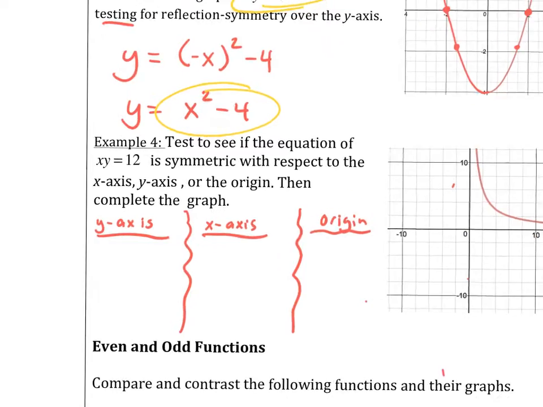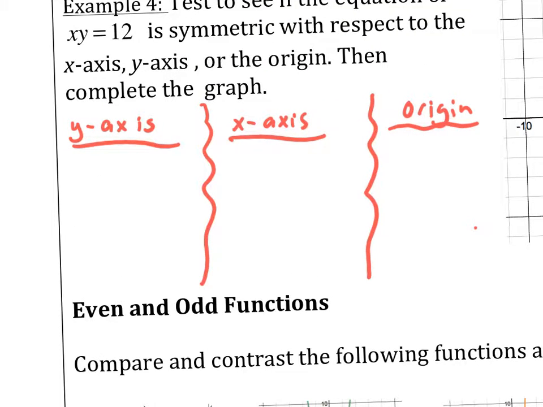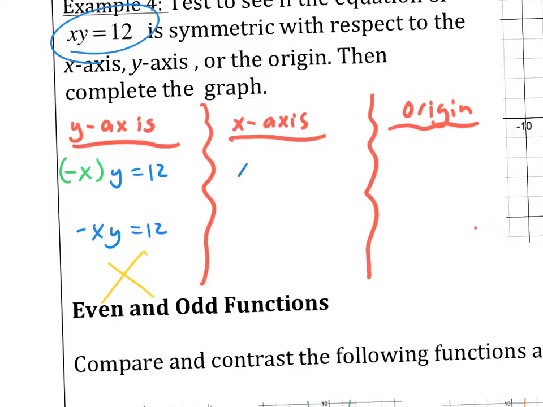So for each one of these, I have to substitute in accordingly. So this one, if I plug in a negative x back to my original function, which is xy equals 12, notice that I get negative xy equals 12. Is that the same? No, it's not, because it's not xy equals 12. All right, so let's try the substitution differently. So x stays the same this time. Negative y changes. And now let's see what we get. It didn't work. I got the same as this one, but it's not the same as the original.